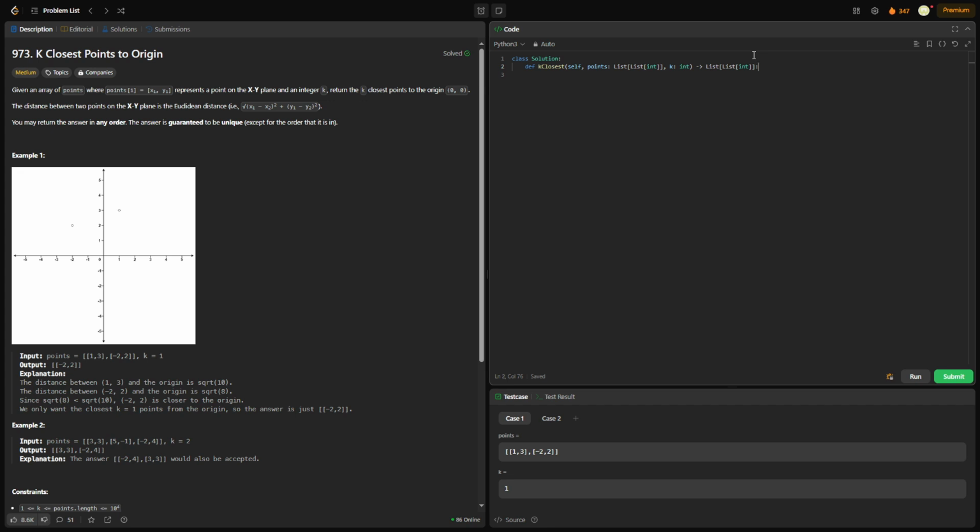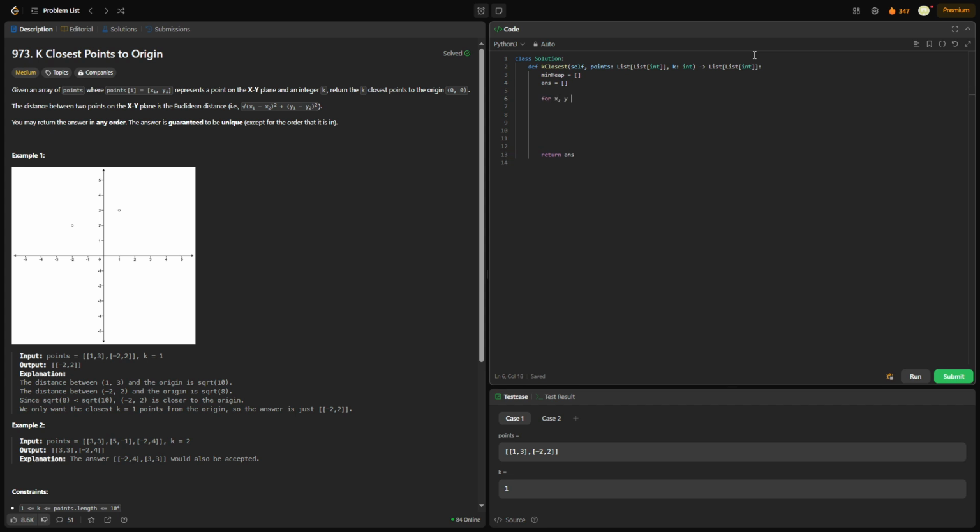Okay. So the way we're going to solve this is actually pretty clever. We're going to use a min heap. So let's make our min heap. Our min heap is just to return the k closest points. And when we get the k closest points, we want to store that in our answer, and we want to return the answer.